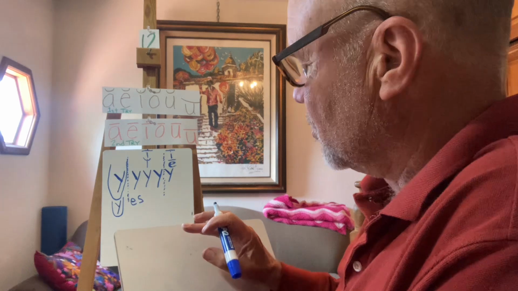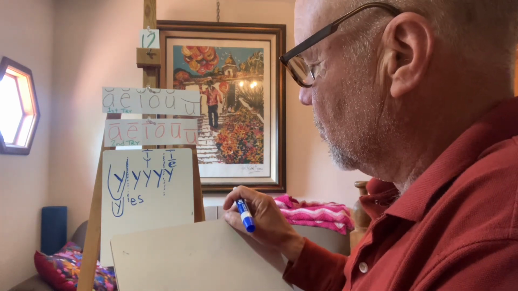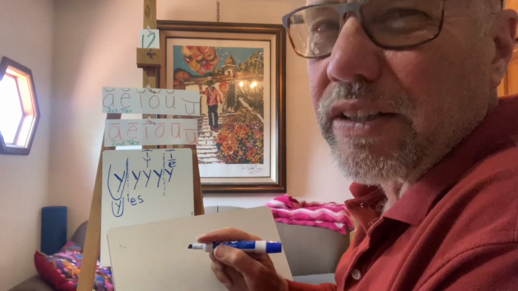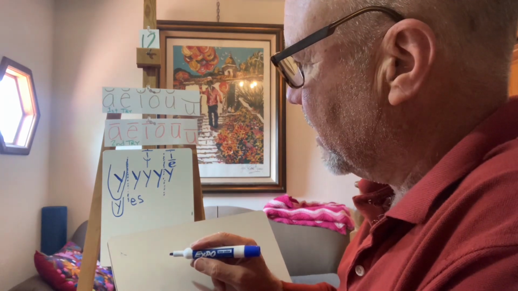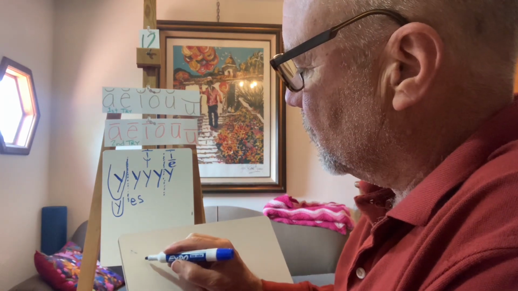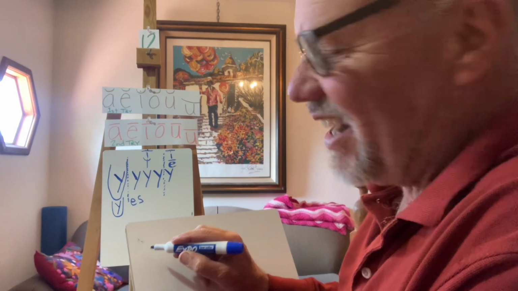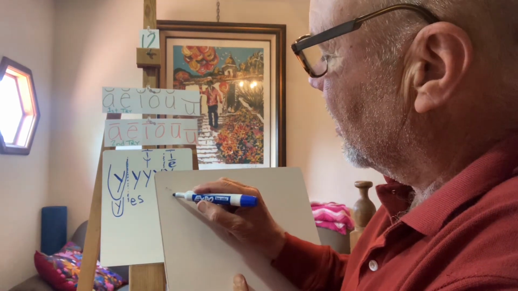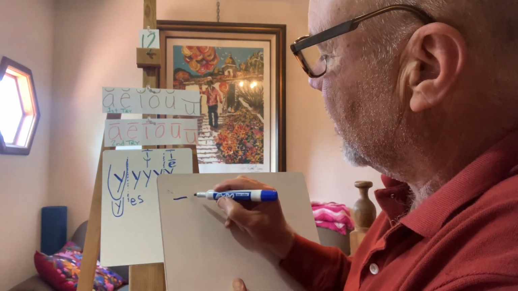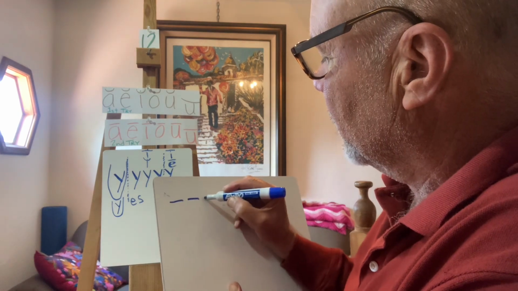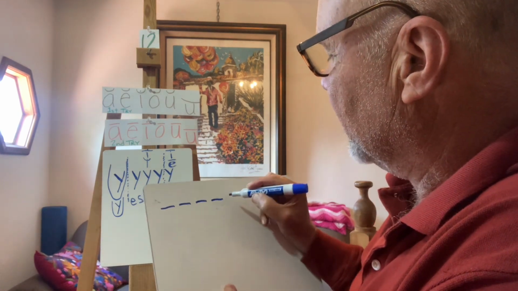Okay, so then we're going to play Hangman, all right? But we're going to call it Little Bear. Okay, so one, you're going to make lines for words. The first word is going to have 7 letters.